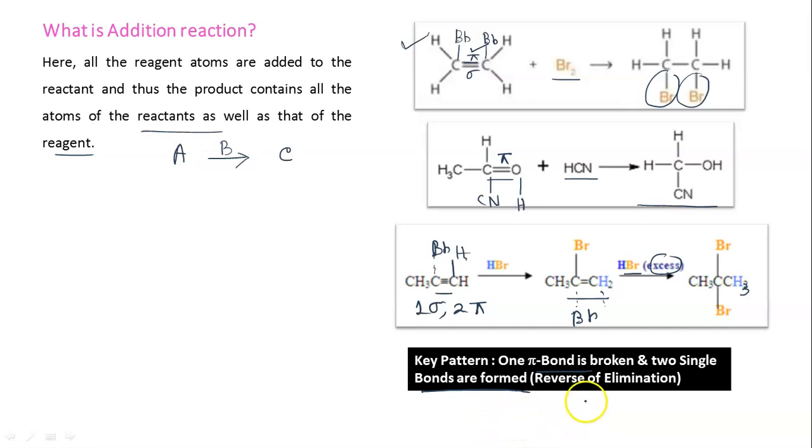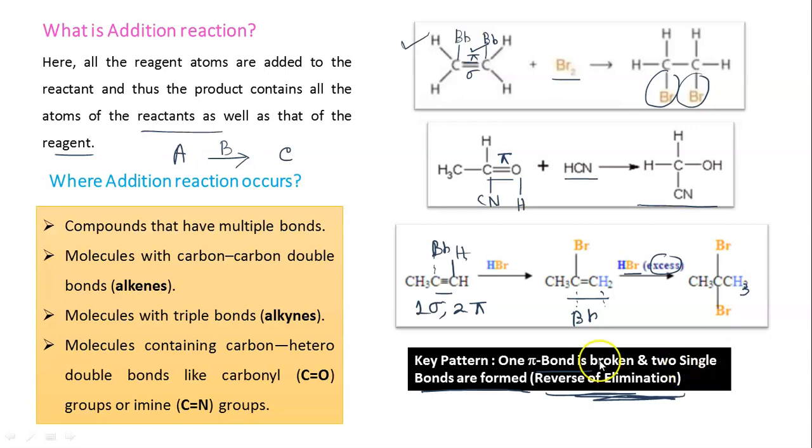So we can say that this addition reaction is the reverse of elimination. Because in elimination reactions we have already seen that some part of the substrate is removed, that is eliminated. But now what we are doing? We are doing the reverse. That is, we are adding some part to our substrate and no part is left extra after the reaction.